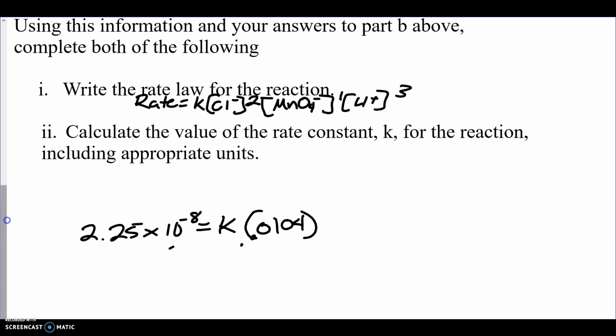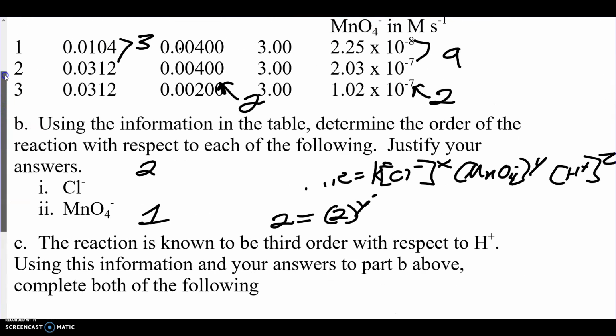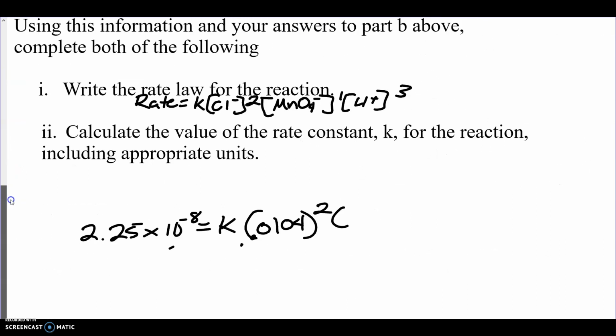0.0104. Sorry about that. And that's to the second power. Then we're going to go back up here and grab permanganate. Permanganate is 0.00400.